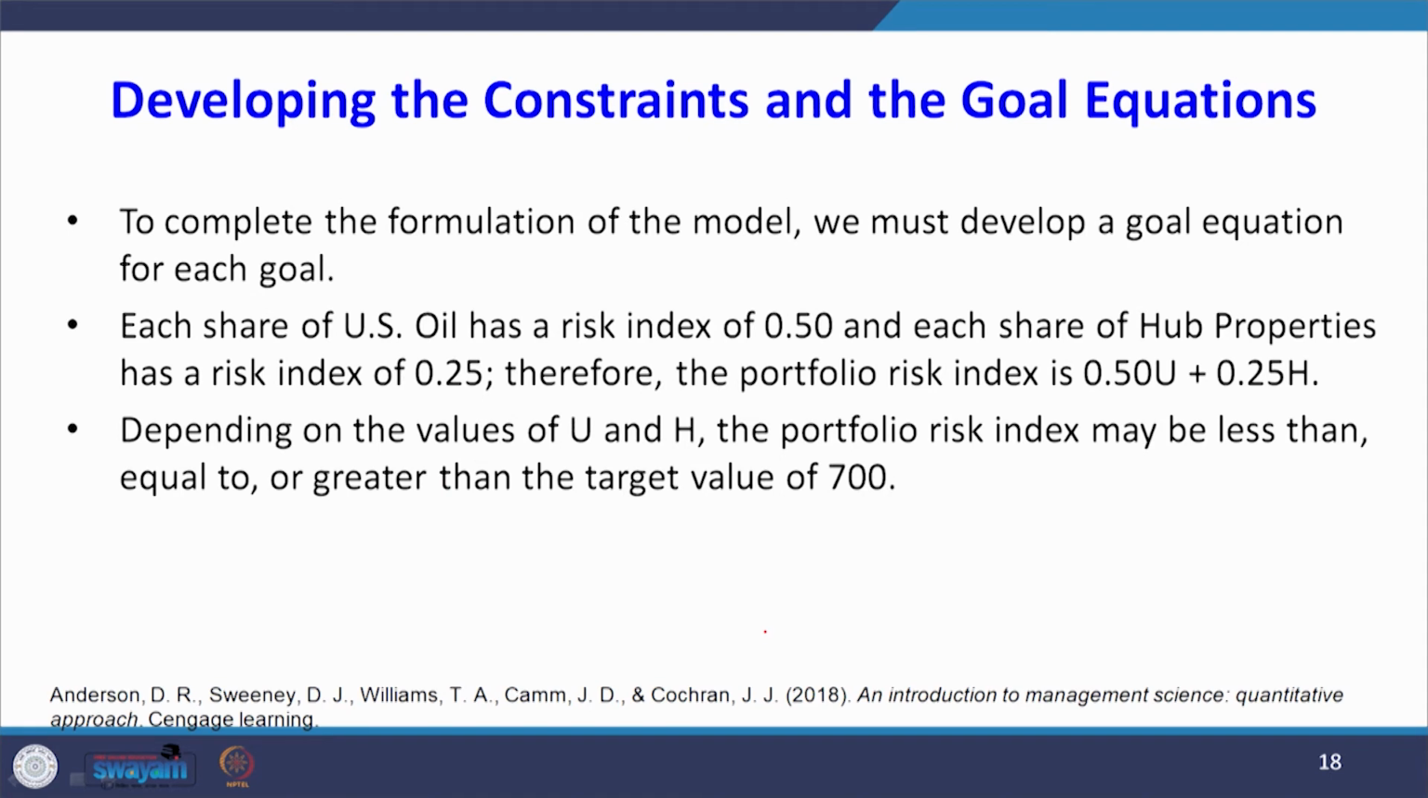To complete the formulation of the model, we must develop a goal equation for each goal. Each share of US Oil has a risk index of 0.5 and each share of Hub Properties has a risk index of 0.25. Therefore, the portfolio risk index is 0.5U + 0.25H. Depending on the values of U and H, the portfolio risk index may be less than, equal to, or greater than the target value of 700.